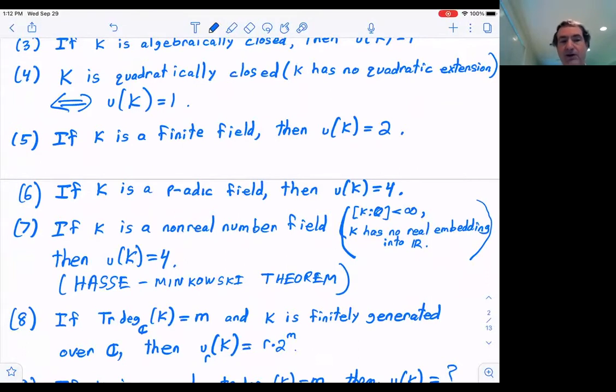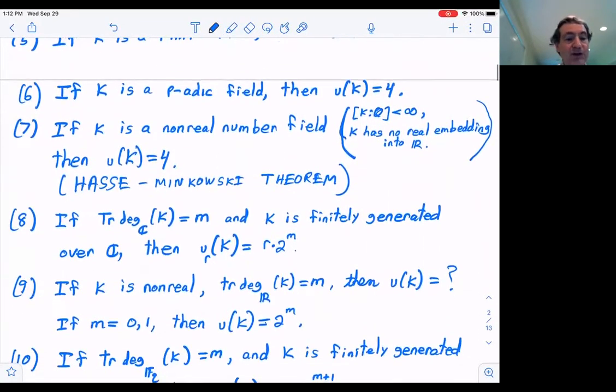So far, I've given examples of U invariants for sort of arithmetic fields: finite fields, p-adic fields, number fields. The next direction I want to go in terms of examples would be function fields over complex numbers and the real numbers. So in example 8, suppose K is a field having transcendence degree m over the complex numbers, and suppose K is finitely generated over the complex numbers. All right, so this is a typical function field that would occur in algebraic geometry.